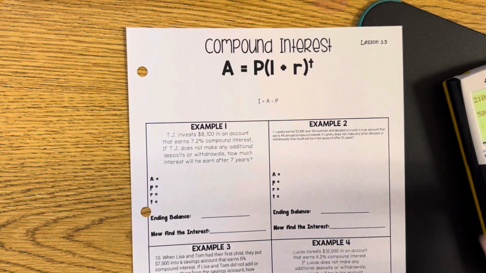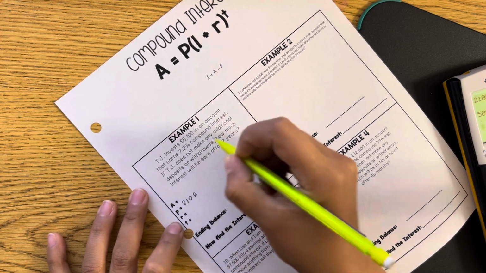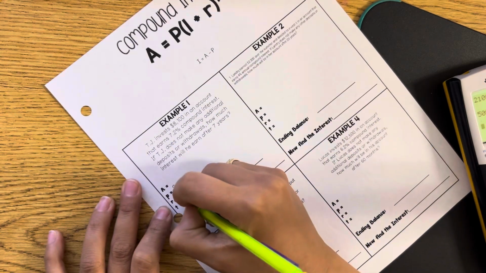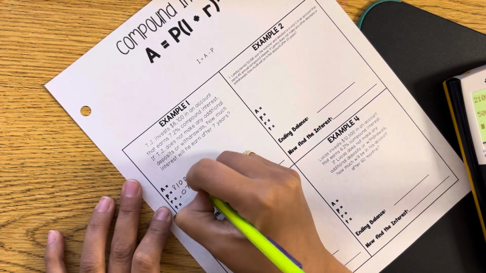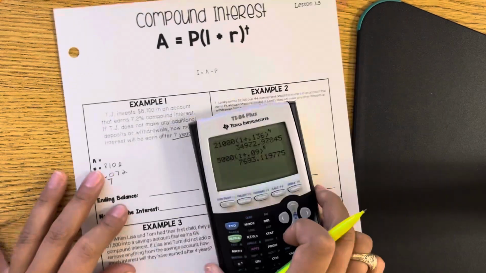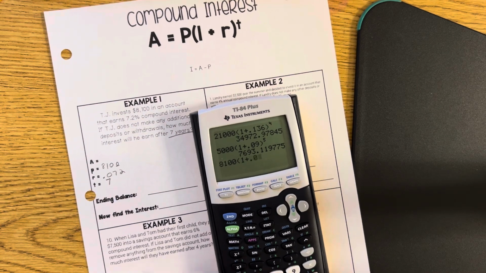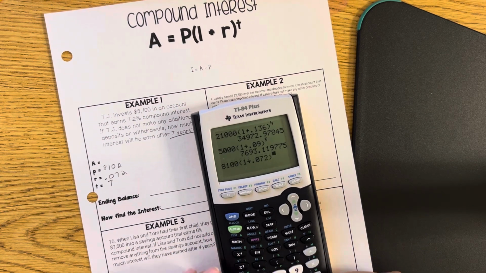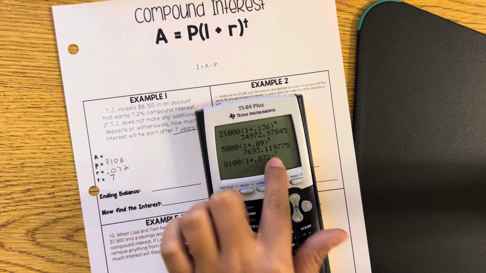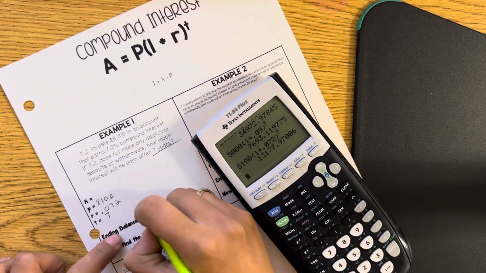So let's break it down. If I look at number 1, the principal amount is $8,100. The rate is 7.2, but remember we divide by 100, so it's 0.072, and then it's 7 years. Now it's not PRT. Remember the new setup is 8,100, parentheses 1 plus 0.072, caret top 7, okay? Now, that's what we did yesterday, and the answer I get is the ending balance.